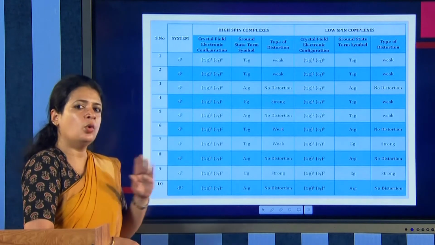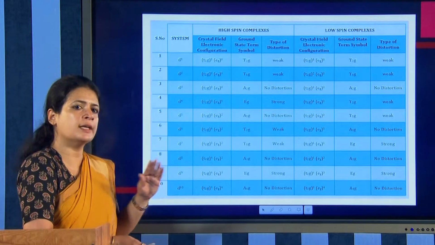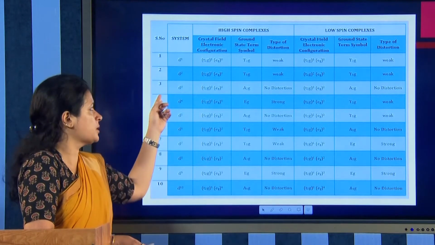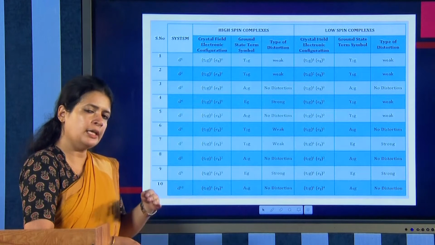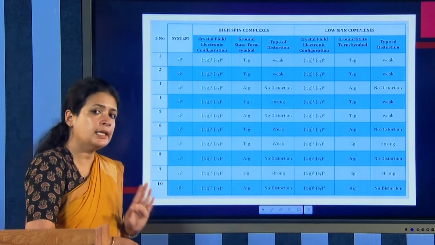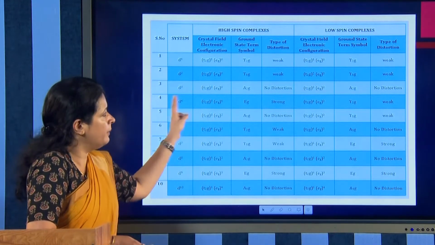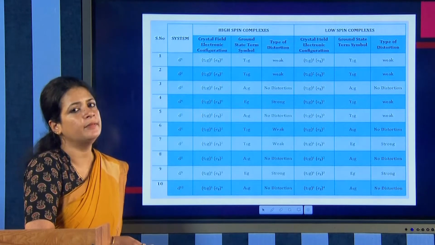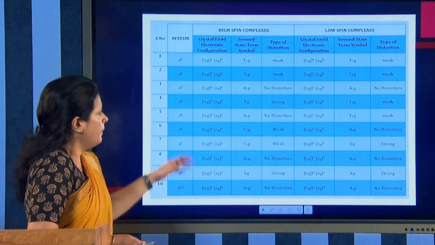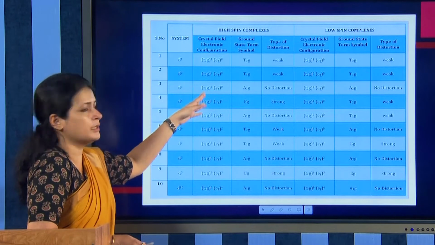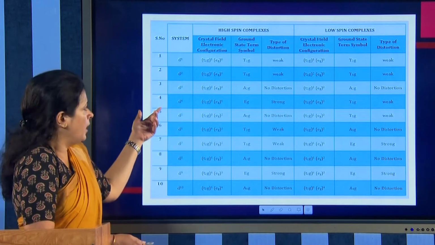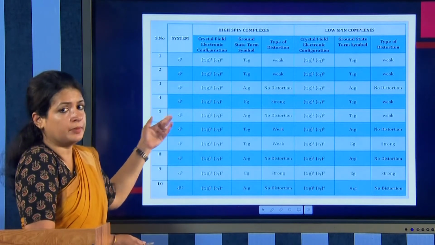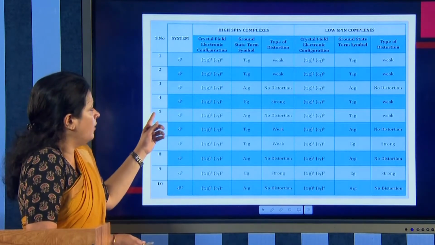So, there is no unsymmetrical arrangement possible in the case of the d3 system, because each t2g orbital is singly occupied. So, there will be no distortion in the case of the d3 system. But here we are discussing the high spin complexes. If it is a d4 high spin system, what is the case?